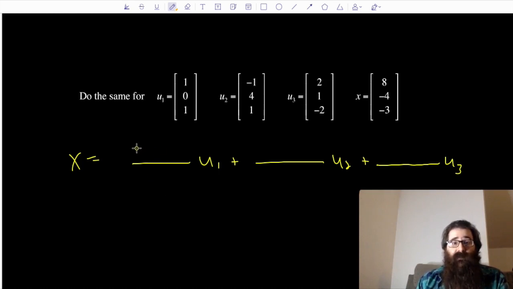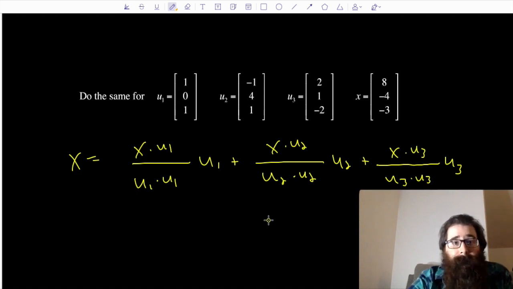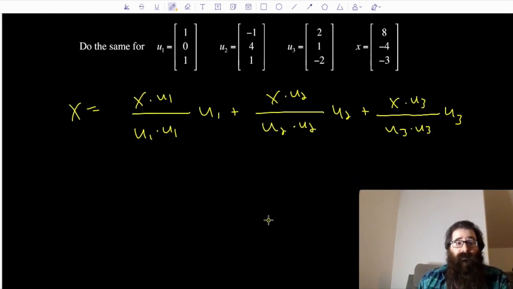The coefficient on u sub 1 should be x dotted with u sub 1 over u sub 1 dotted with u sub 1. My coefficient on u sub 2 should be x dotted with u sub 2 divided by u sub 2 dotted with u sub 2. And my coefficient on u sub 3 should be x dotted with u sub 3 over u sub 3 dotted with u sub 3. And let's find those dot products. Gotta find them.